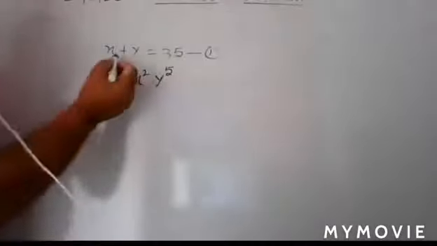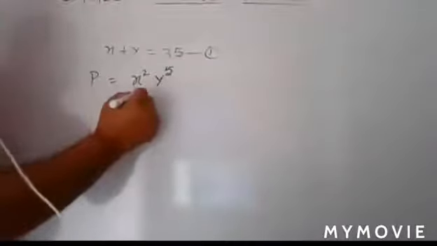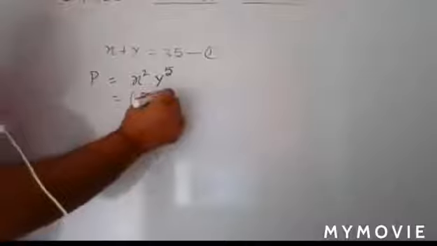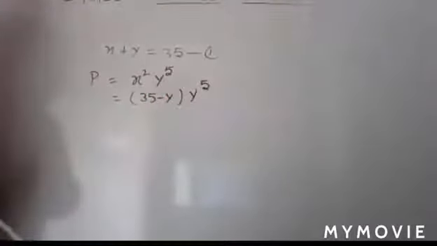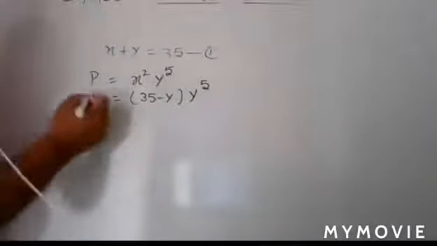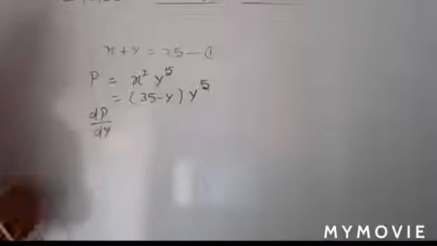So you have to convert it into one variable. From the first equation you find the value of x, which is 35 minus y. So p equals (35 minus y) square into y to the power 5. You can write it in this way. Now differentiate it. So you have dp upon dy.